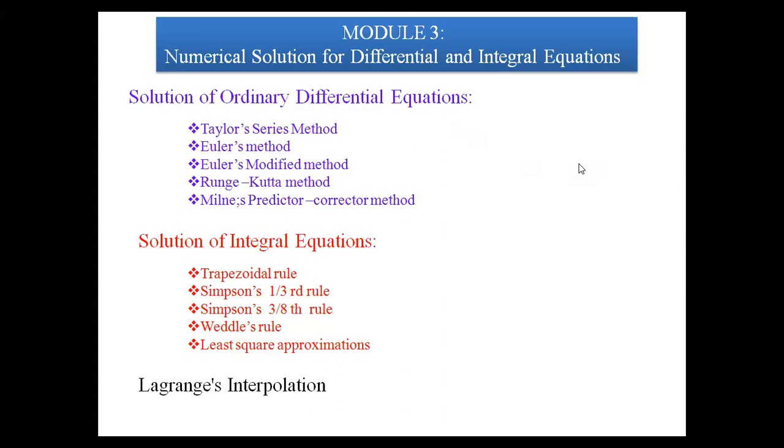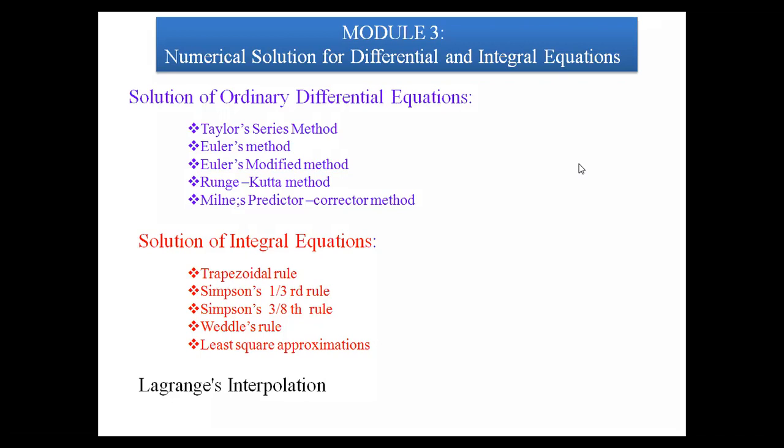Okay. Listen here. In this model, all the topics given, you have already studied in your degree class, and they are also very simple. These are called numerical methods or numerical solution for differential and integral equations. So three concepts you have to study. One is solving the initial value problems using the methods mentioned here: Taylor series method, Euler's method, Euler's modified method, Runge-Kutta method, and Milne's predictor-corrector method. Using these five methods, you have to see how to solve initial value problems.